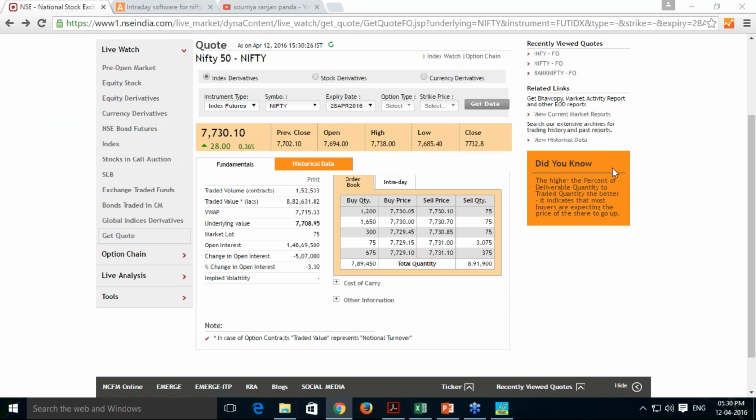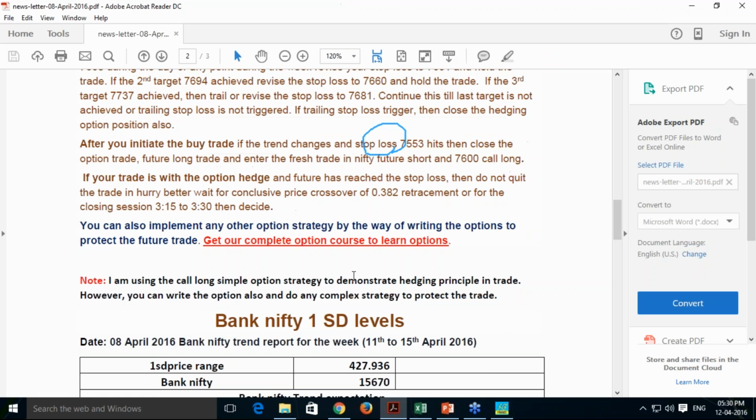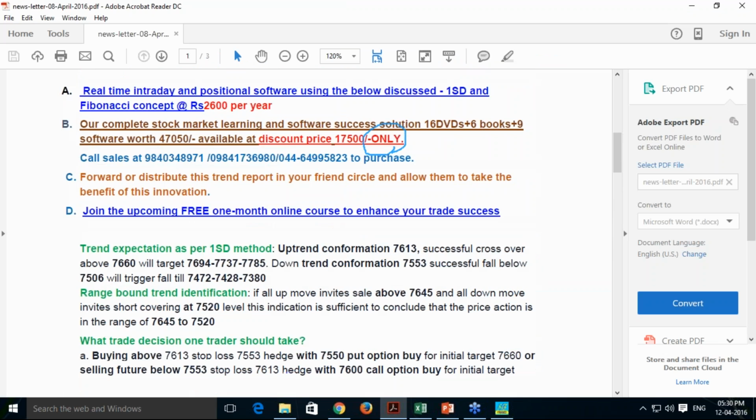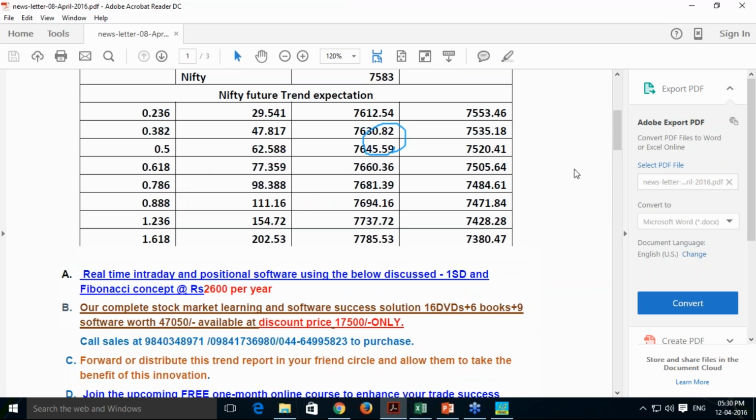Today, most of you will be getting our one standard deviation weekly trend report. Look into today's Nifty high of 7738 and compare it with our 1SD levels that we have given for the week. Look into this particular price, what high it has made, and what we calculated last Friday on the 8th. This is the calculated figure, and this is the high that has happened.